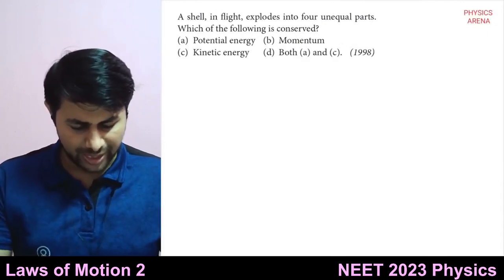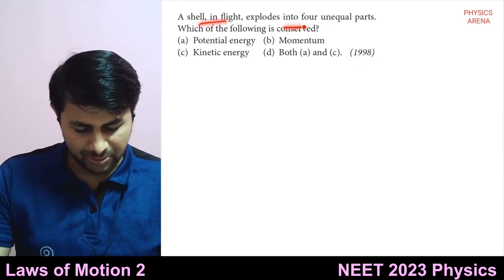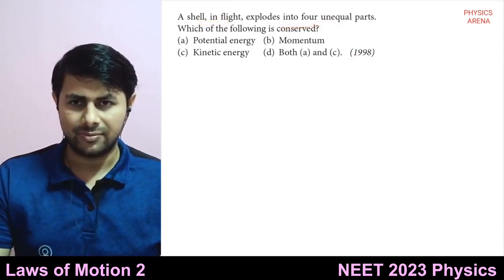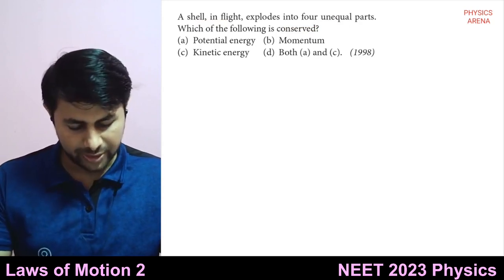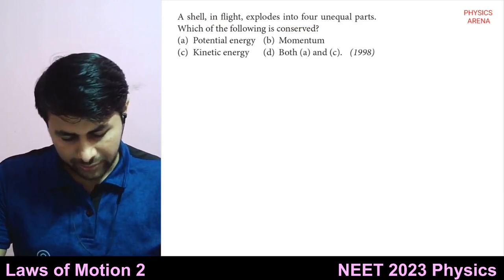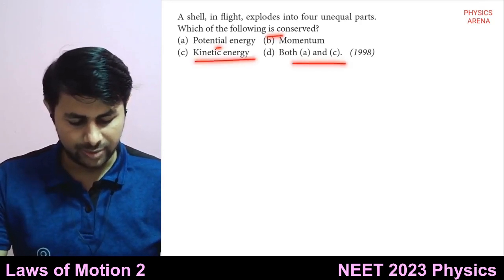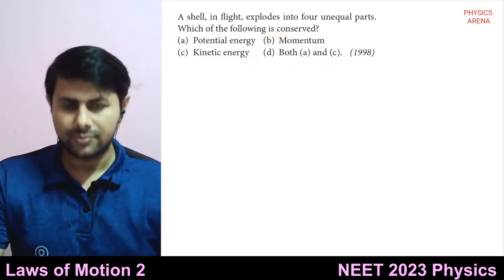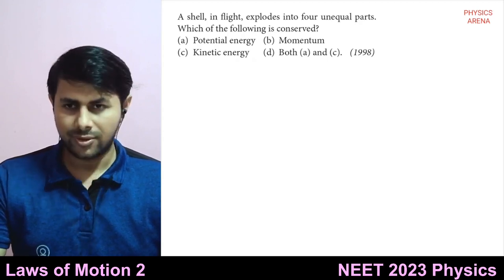This is from long back, 1998. A shell in flight explodes into 4 unequal parts. Which of the following is conserved? Potential energy, momentum, kinetic energy, or both A and C? So the answer is option D. Momentum, only momentum.